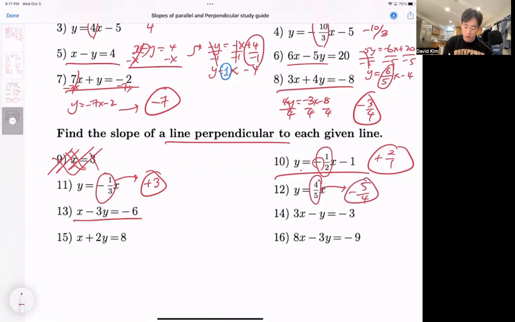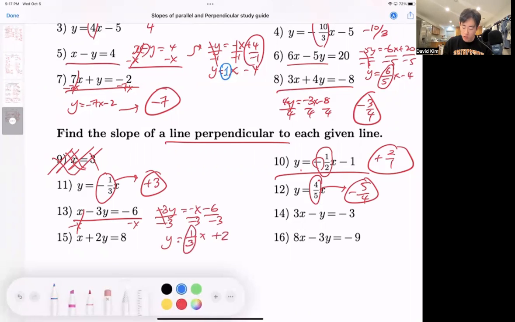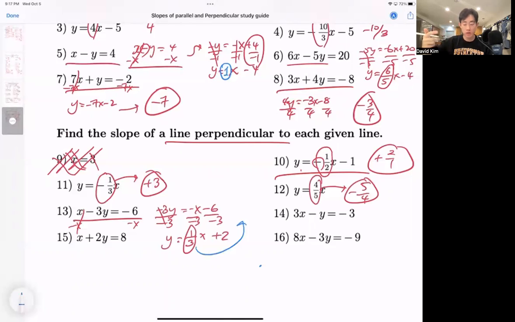Same thing here. Let's solve for the y here. Move the x. Because you subtracted the x on both sides, it will be negative x minus 6. Divide by negative 3 on everything. y is equal to 1 over 3x plus 2. The slope is 1 over 3, which means I need to negative reciprocate that. So it's originally positive, so it's going to turn into a negative. 3 over 1 should be the final answer, or just negative 3.